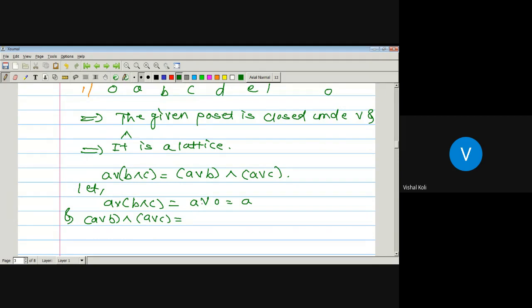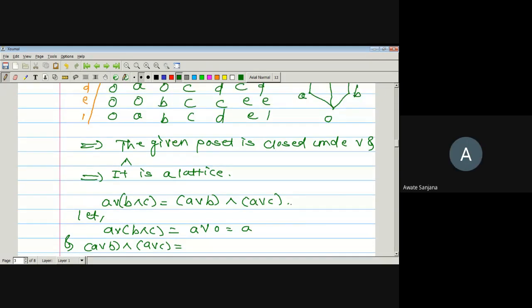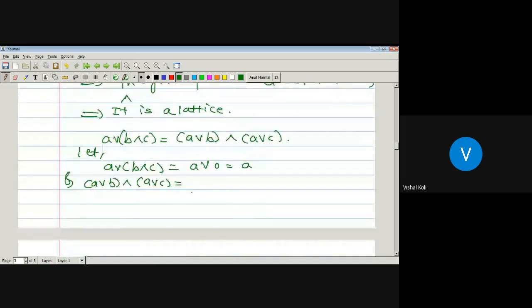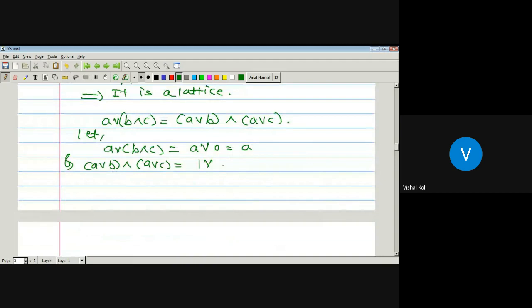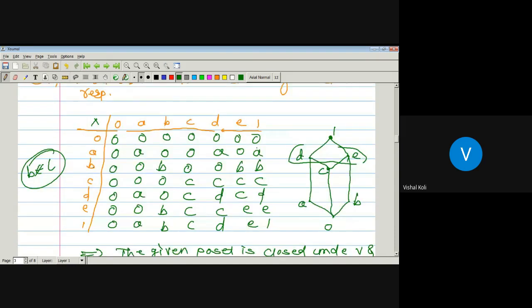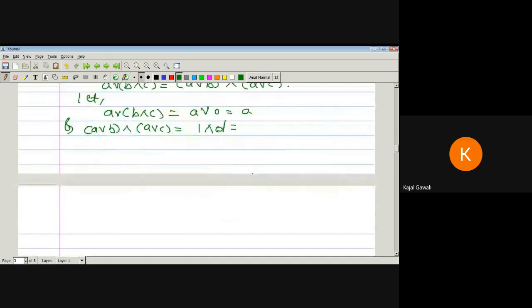And (A join B) meet (A join C) is equal to... What is the join of A and B? 1. It is 1. What is the join of A and C? Which is D. What is the join of 1 and D? Here meet, 1 meet D. What is the meet of 1 and D? D. So we get D. Now from Hasse diagram, whether A is equal to D. No, sir. A is not equal to D, which implies L is not distributive.